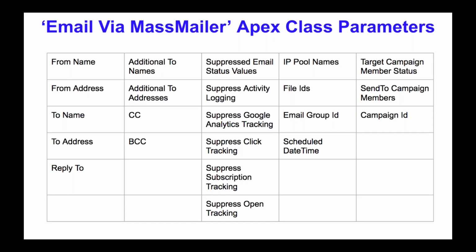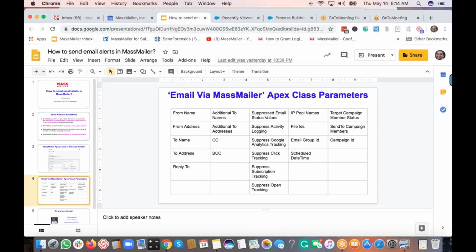And again, I may not have time to really go through all of this. If you just try to use the email via MassMailer Apex class, it shows the drop down, and you can pretty much visualize as if you're sending an email from the UI, and what would be these options, and then just select those values, and you should be good. Okay. All right, let's take a look at a quick demo here.